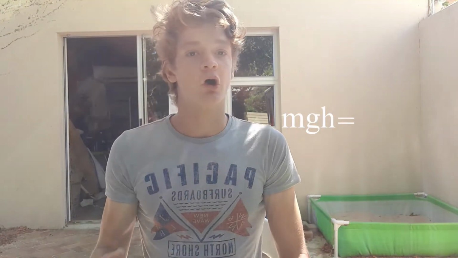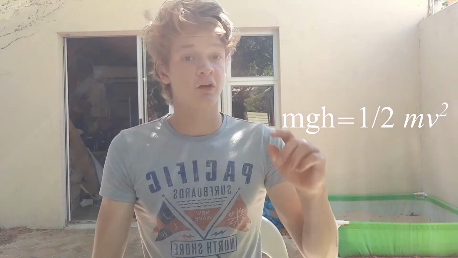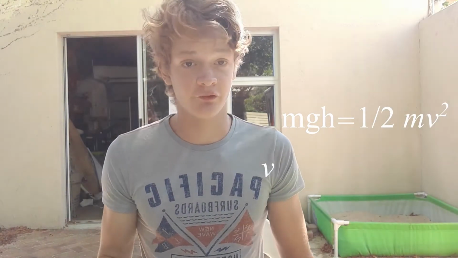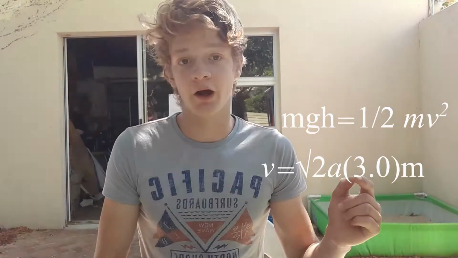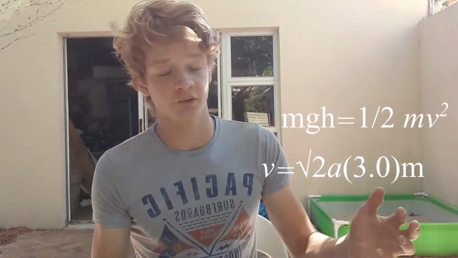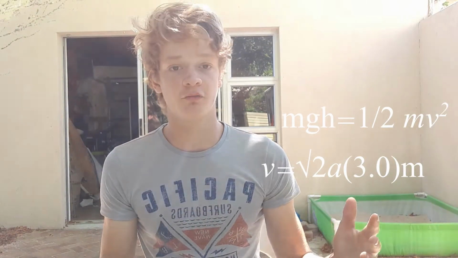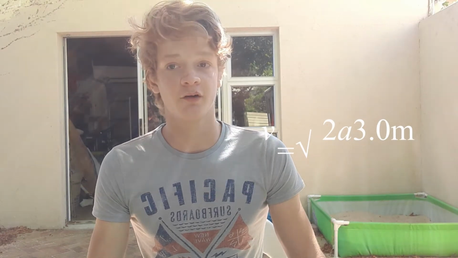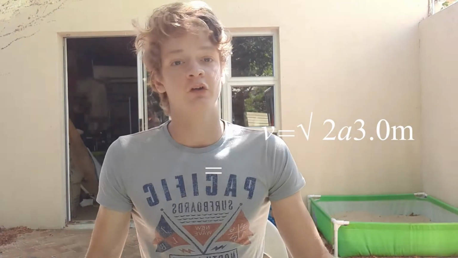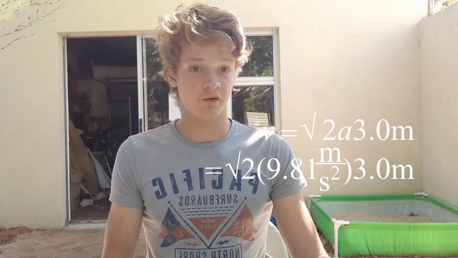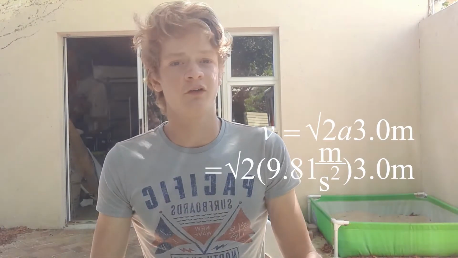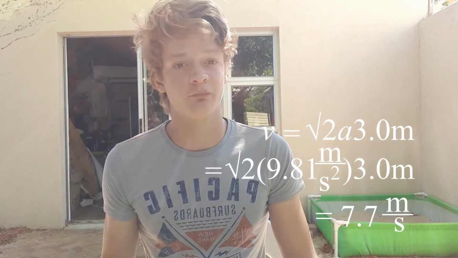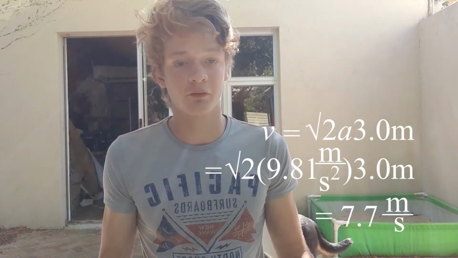So our gravitational potential energy is equal to half mass times velocity squared. And our velocity is equal to the square root of 2 times our acceleration times our height, 3 meters, which, unpacked, is equal to 2 times 9.81 meters per second squared times 3 meters. Solving this equation, we get about 7.7 meters per second as our velocity when we hit the ground.